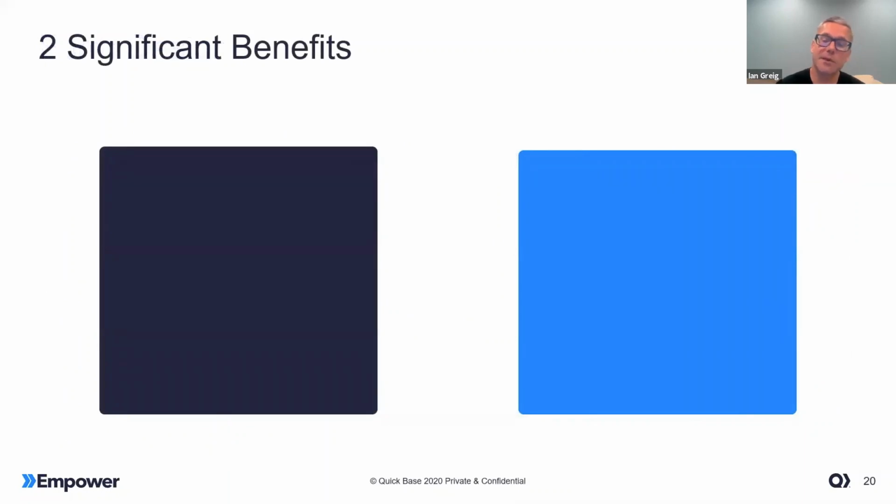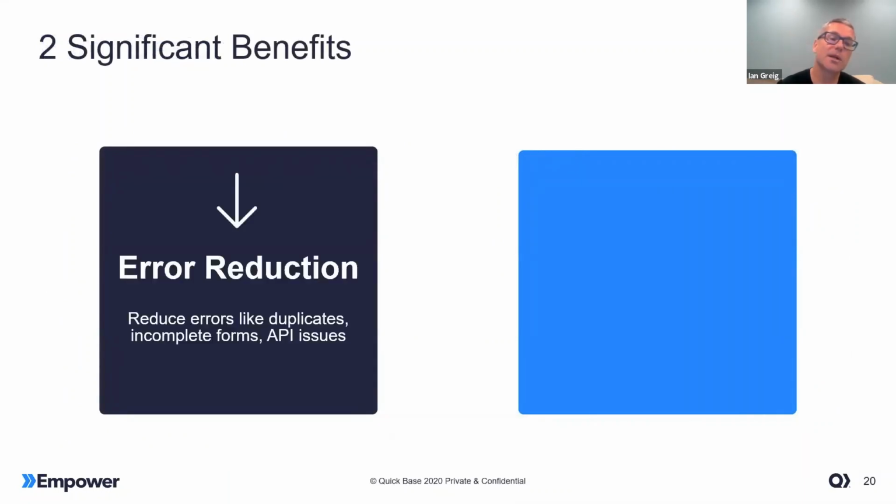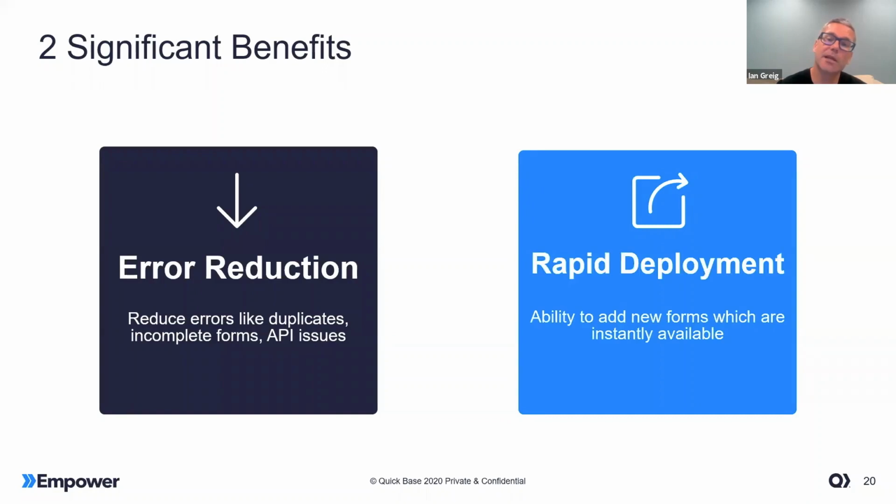And then two kind of significant benefits we found from this system. One is error reduction. We found that, and this is largely related to all the reliability issues, we reduced our errors down significantly in terms of creating duplicate forms, and then also not filling out forms correctly because they're just a bit too complicated. So we found there's a big benefit in error reduction. And then probably the best thing that QuickBase does is rapid deployment. We're able to build this system very rapidly and deploy it. And then as we add new forms, we can do them instantly.